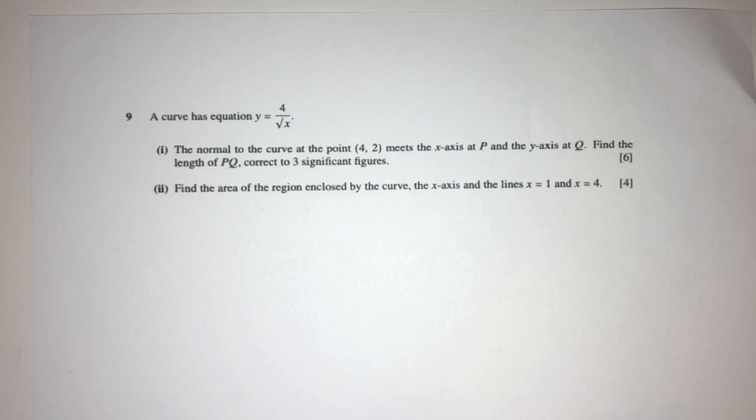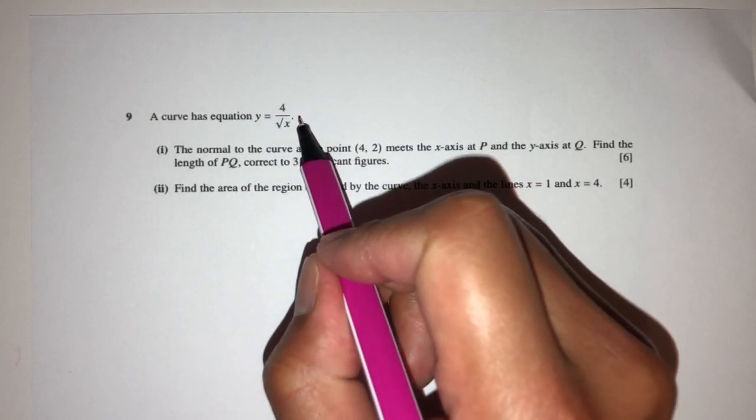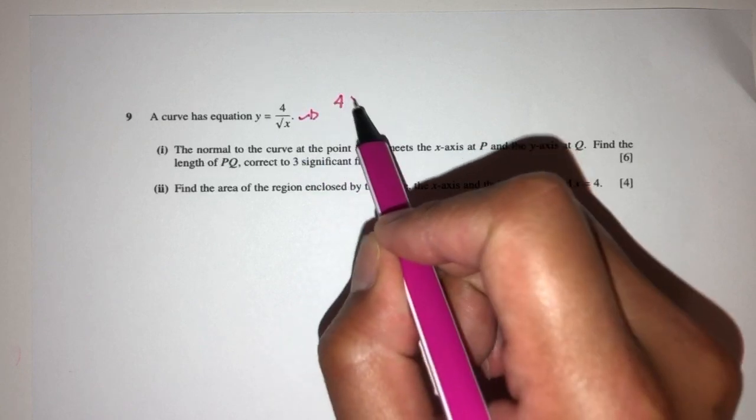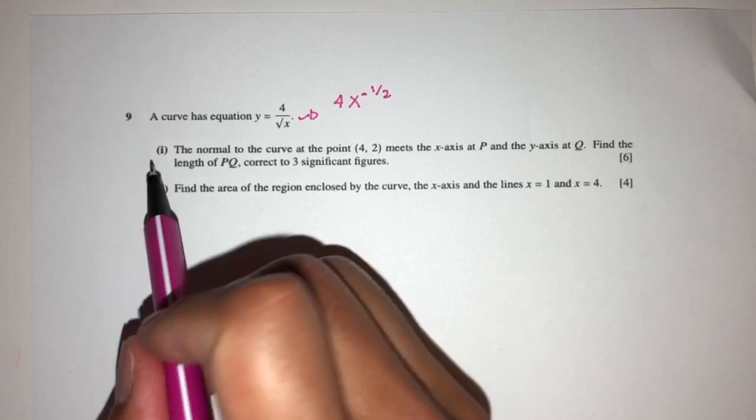Let's move on to the next question. A curve has equation y equals 4 over root of x. Now we realize that we can rewrite this as 4x to the power minus half. Right. Now what else? Part 1.